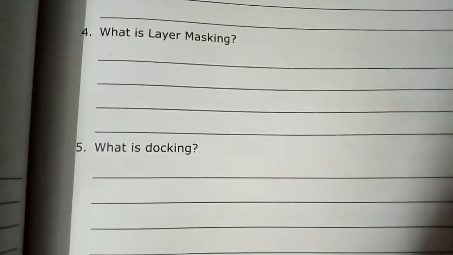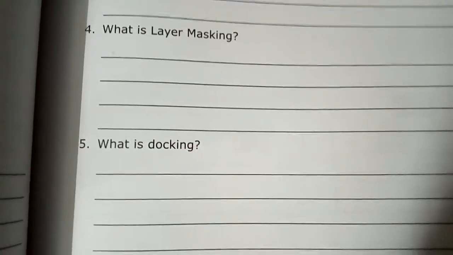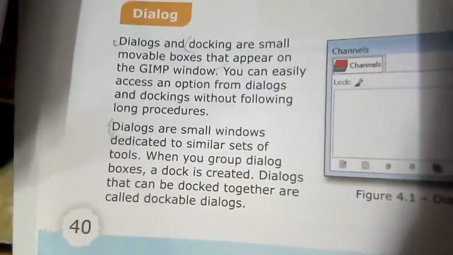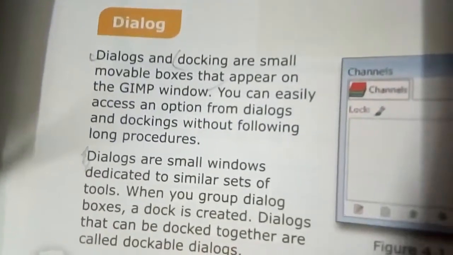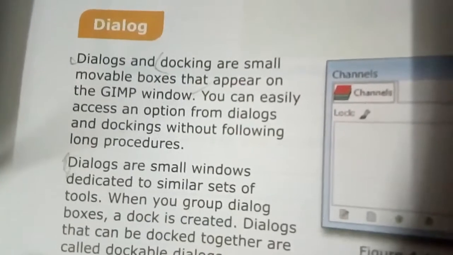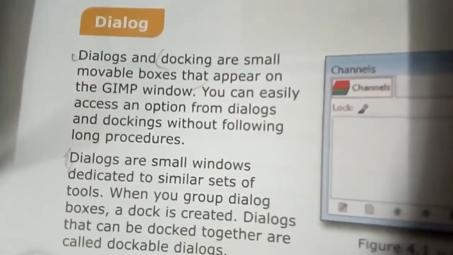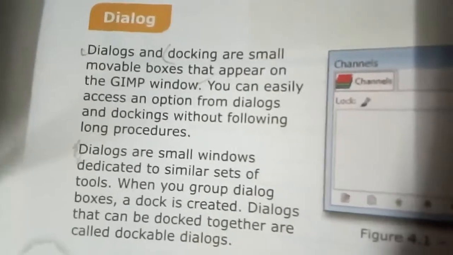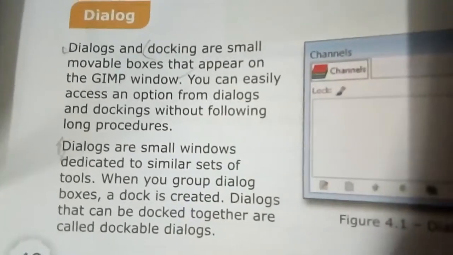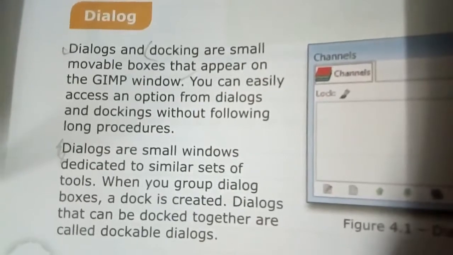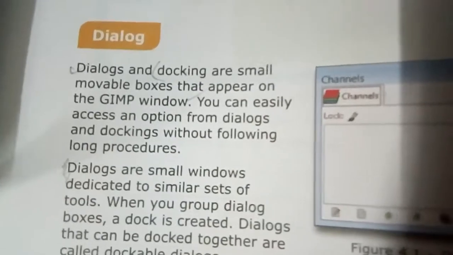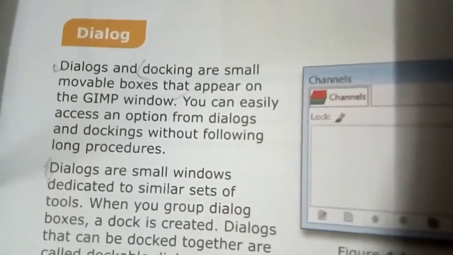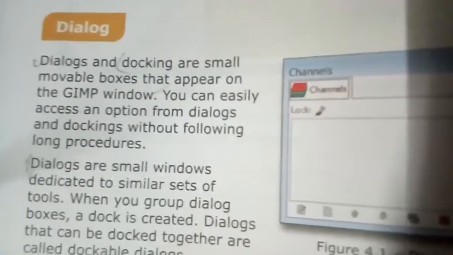Next question, what is docking? Come to page number 40. Here you will write from the first dialogue: docking are small movable boxes that appear on the GIMP window. We can easily access options from dialogues and dockings without following long procedures. This much you will write. So this is about docking.